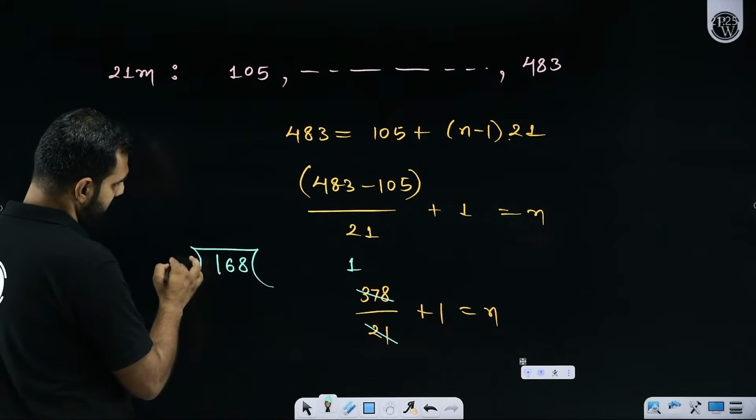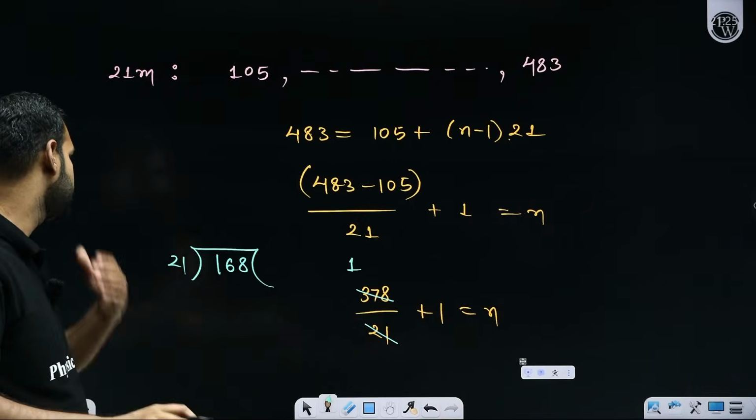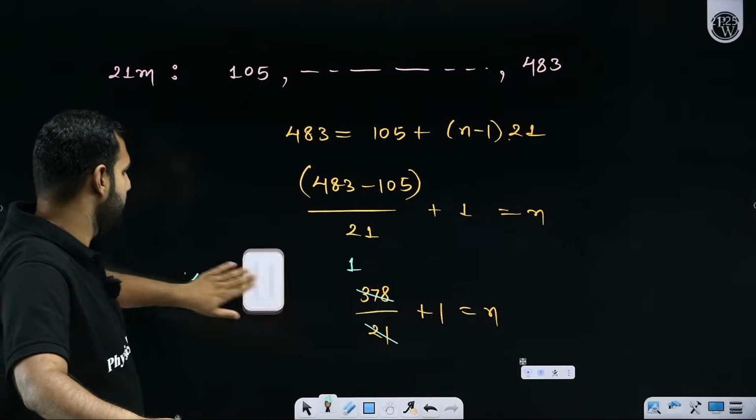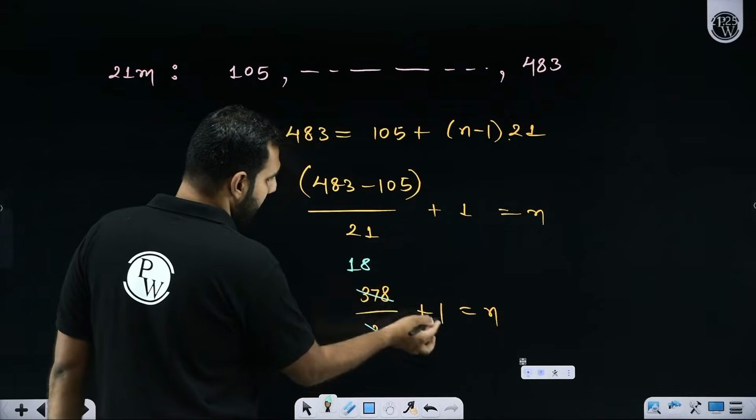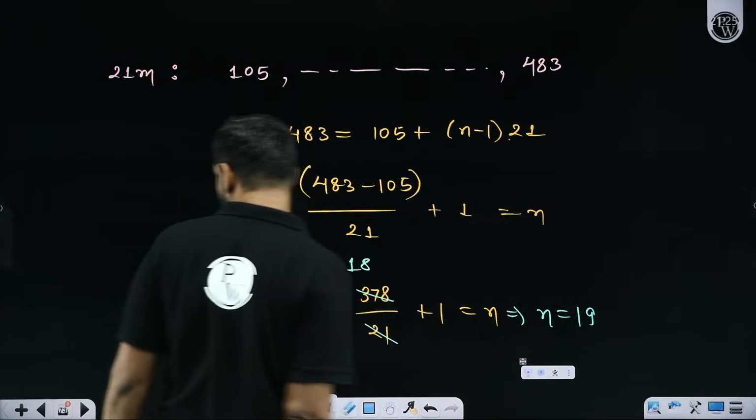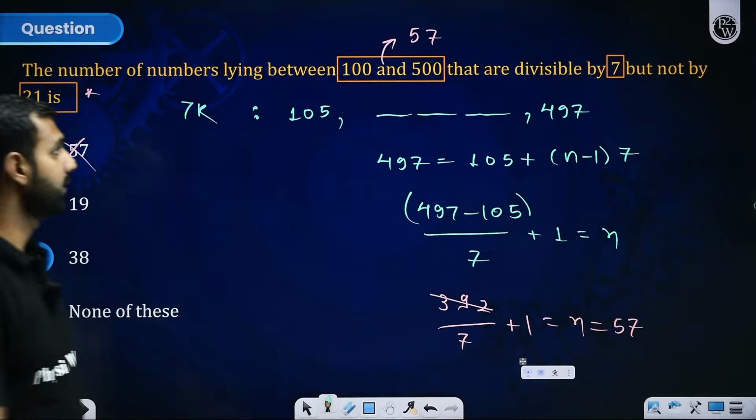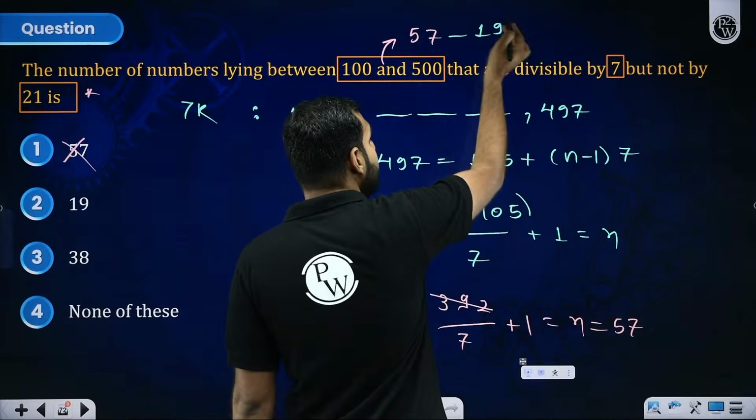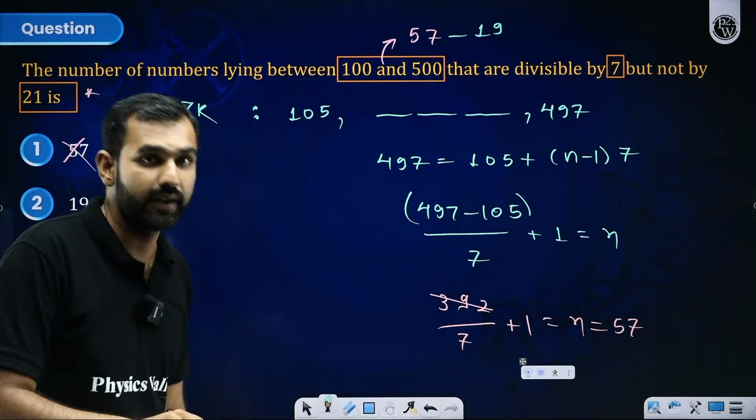And 168 needs to be divided by 21. I think it should be what? 8? Yes, it should be 8. So that gives you 18. And 18 plus 1 gives you 19. So there you get n as 19. So there are 19 numbers which are divisible by 21. So 57 numbers which are divisible by 7, but 19 numbers are there which are divisible by 21.